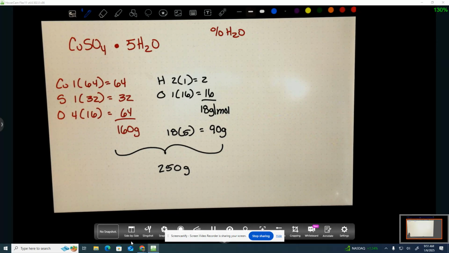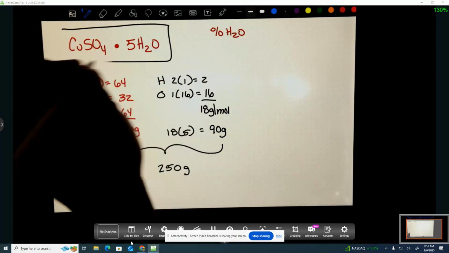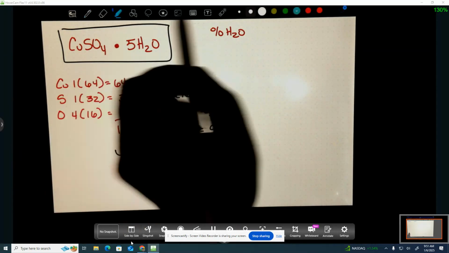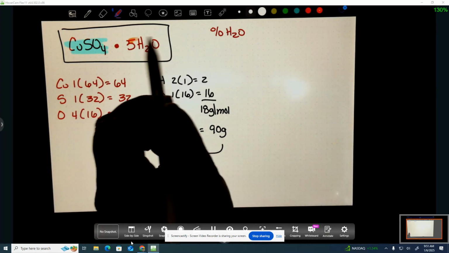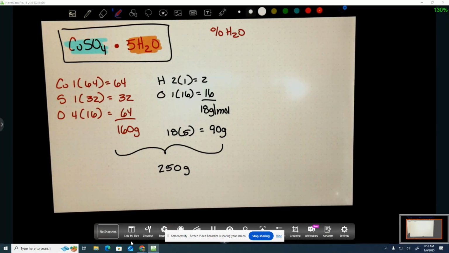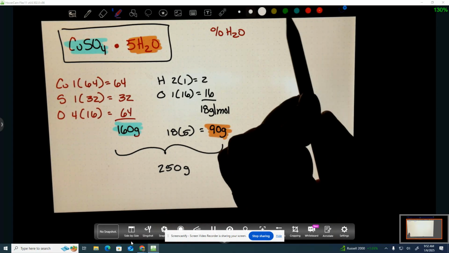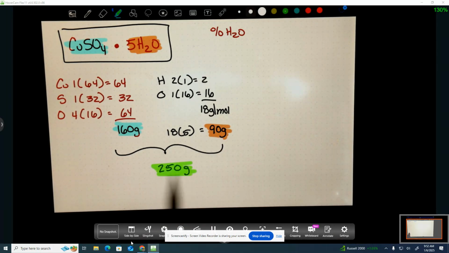Now, understand what happened here. We found what the mass of the entire thing was. We also found the mass of what just the copper 2 sulfate weighed. And we found out what the mass of the 5 waters weighed. And these two added together, 160 and the 90 added together gave us, I'll put it in green, 250, which is the whole thing.